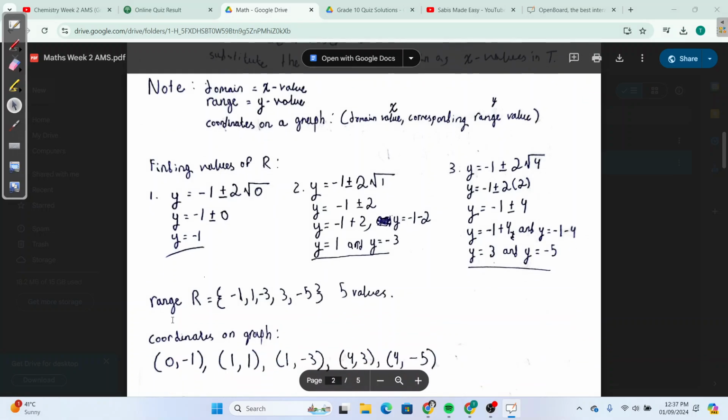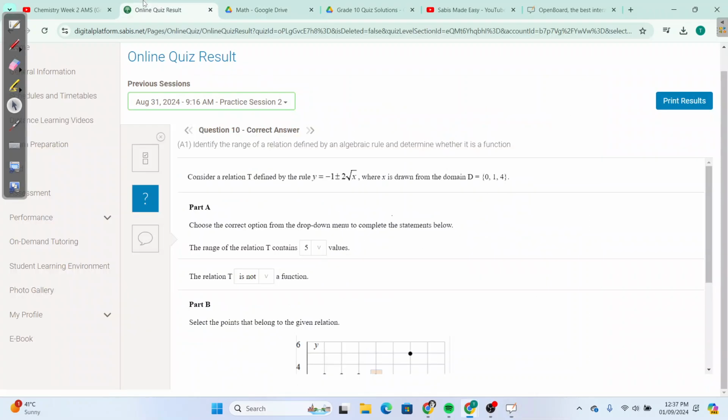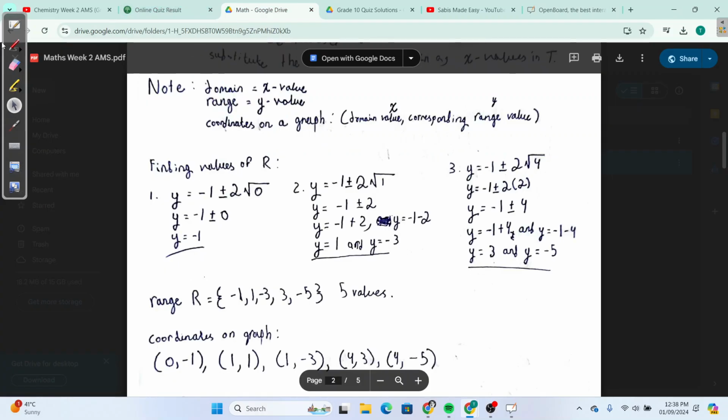So now you have your range defined as the values negative 1 and negative 3, 3 and negative 5. Don't worry about ordering them. In a written exam, it's preferred to order them, but don't order them in a computer exam. Now you have 5 values to answer our first question. Now they ask whether the relation T is, is not, or may be a function. These are your options. It's not a function because, as you can see here, we got two y values. We got more than one for these. So that makes it not a function, it makes it just a general relation.